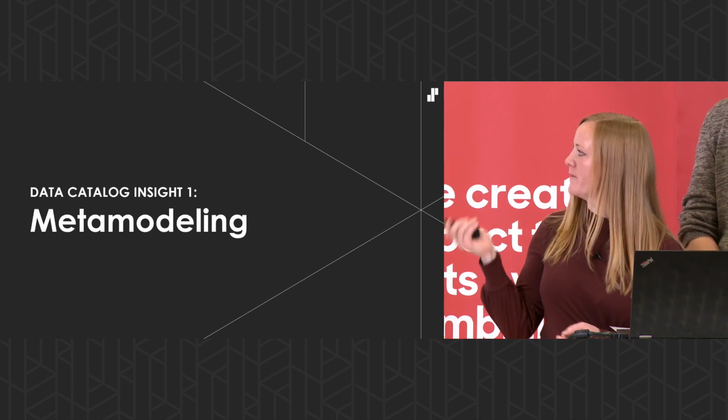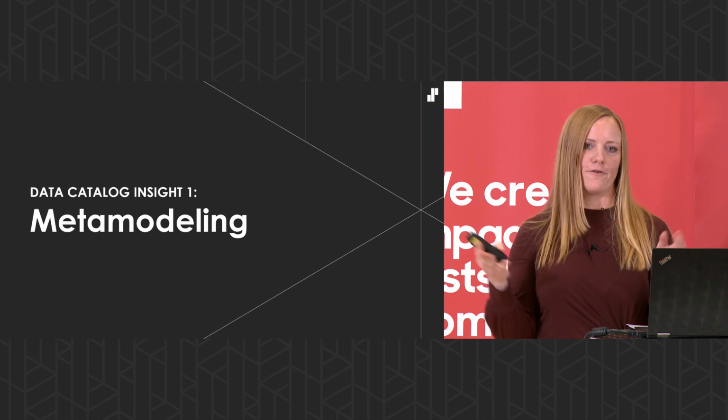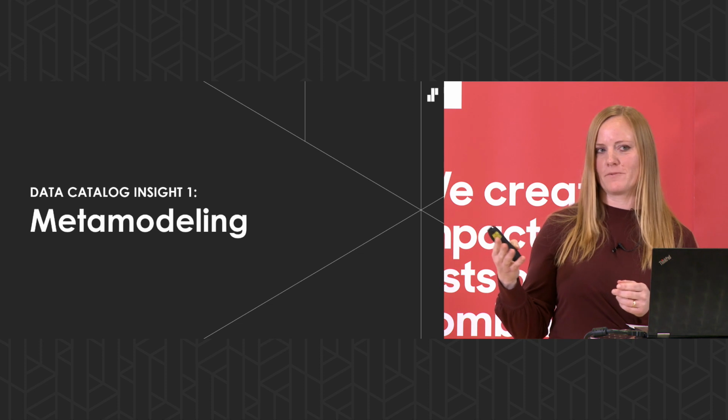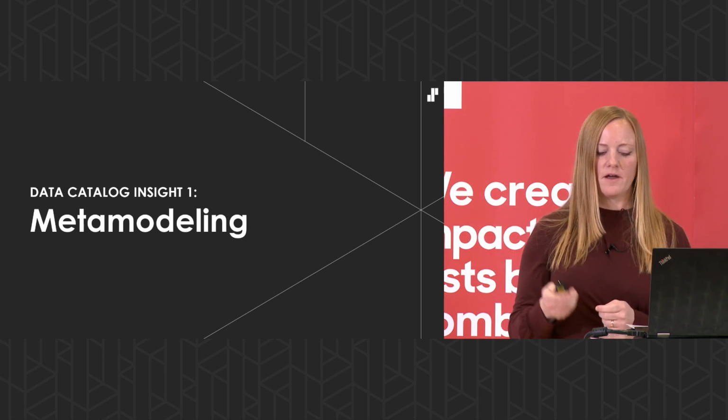So first of them is meta modeling. And what is a meta model, first of all? It describes the core metadata of your data catalog. So it's the structure of your data catalog. It's kind of an abstract model on a high business level. How do we bind together the entities inside the data catalog?